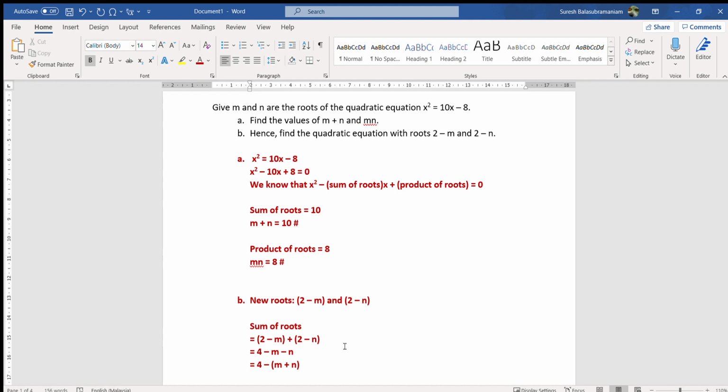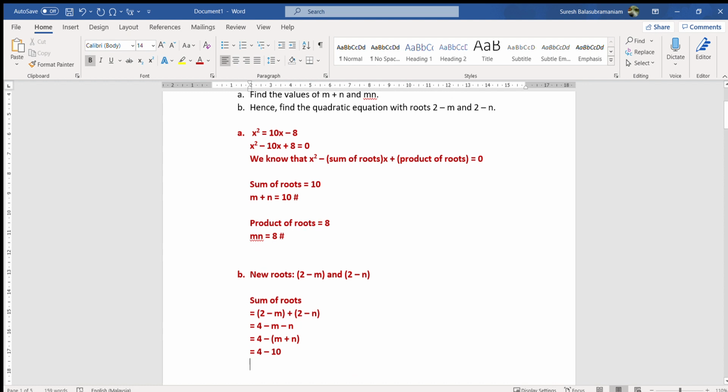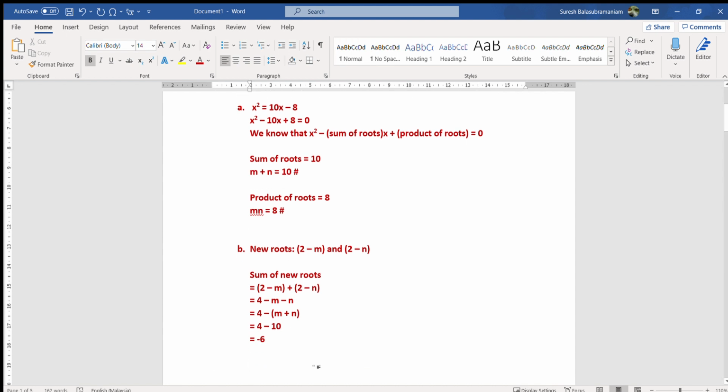Why do I want to do that? Because I want a term that matches this, then I can do the replacement, which is 10 in this case. So it equals 4 minus (m plus n), which is 10. So 4 minus 10 is negative 6. So this is the sum of new roots. Now I'll do the same for the product of new roots.